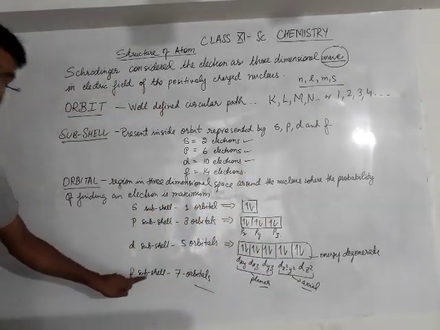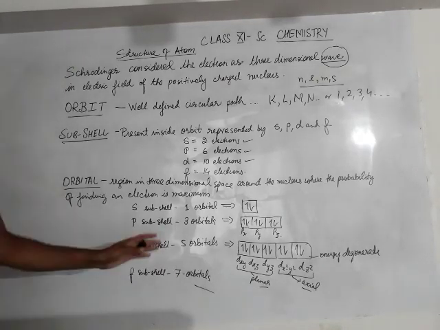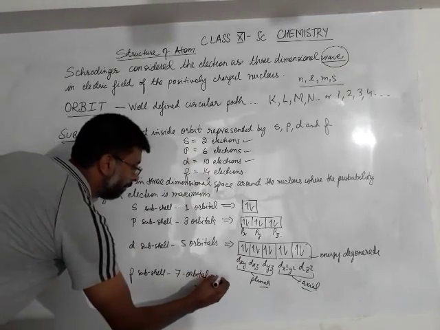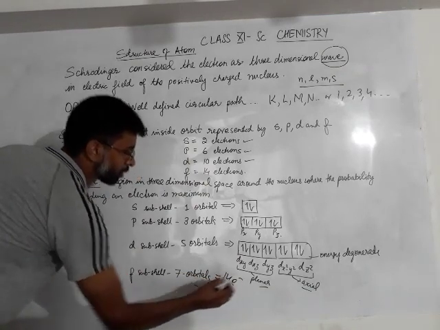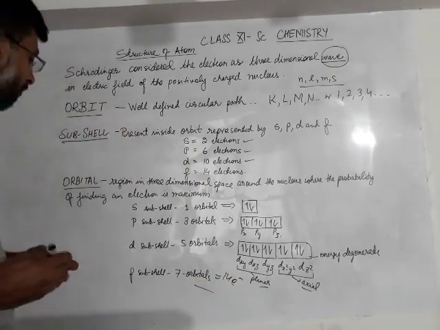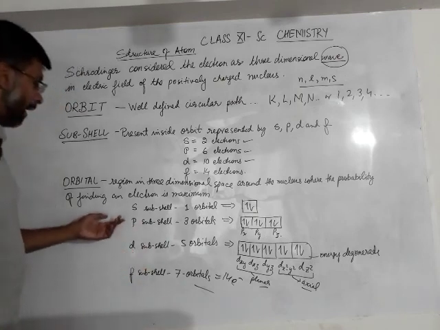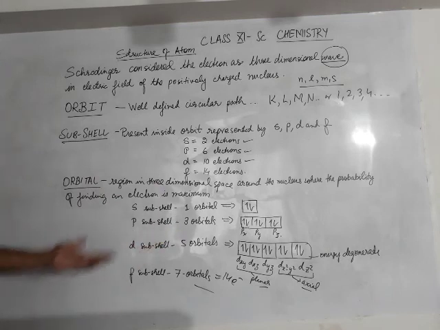Similarly, if you look at the f subshell, which has 7 orbitals, each orbital holding 2 electrons, it will give a total of how many electrons? 14 electrons. The shape of f orbitals is quite complicated. d orbitals are also complicated. p orbitals are dumbbell shaped and s orbitals are spherical in shape.